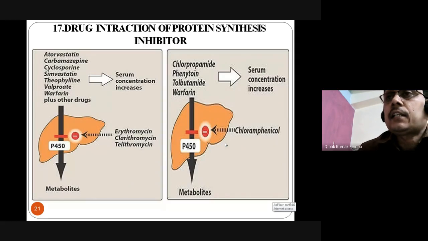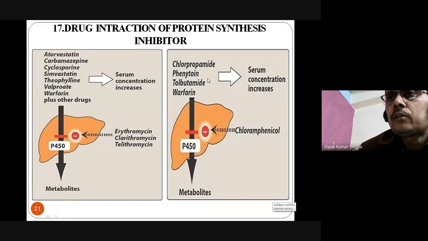And the drug interaction in the protein synthesis inhibitors like chloramphenicol, the serum concentration of other drugs is increased. These are erythromycin, clarithromycin, and telithromycin. P450 are the microsomal enzymes which are inhibited by these drugs, and the serum concentration will be increased. So along with these drugs, this is one drug interaction. Dekho, remember it, and you tell me what the drug interaction is. Here, along with any of the 3 drugs, their serum concentration will be increased.